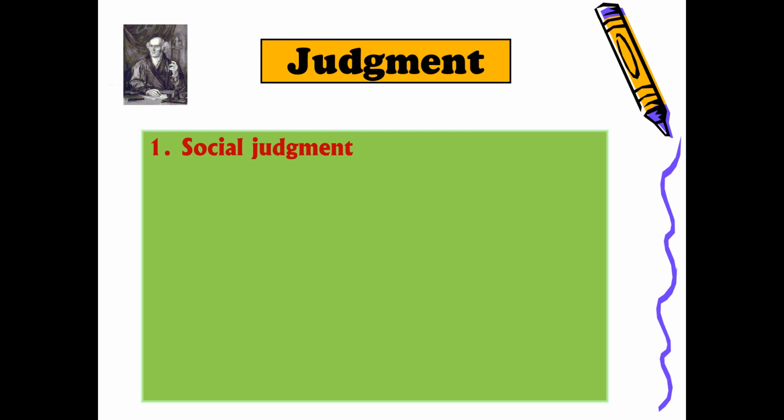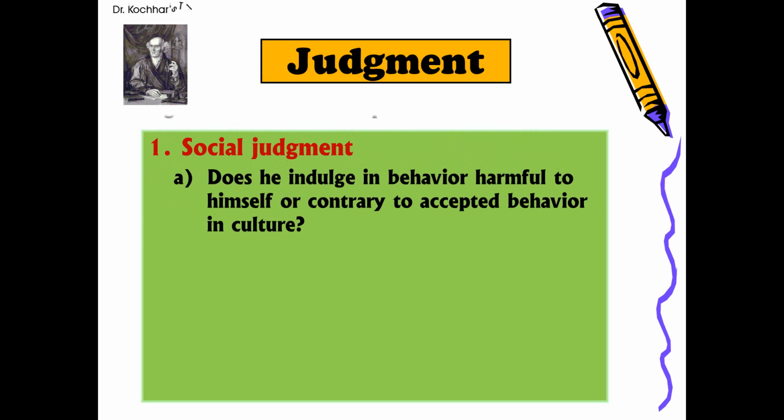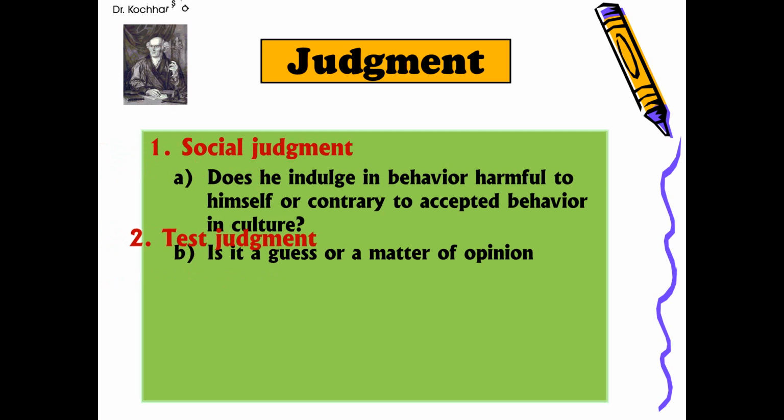Then judgment. Under judgment, we need to note social judgment. Does he indulge in behavior which is harmful to himself or contrary to accepted behavior in the culture? That the patient as well as the person who brings him can tell us. Then, is it a guess or a matter of opinion? What he tells, whether it is simply a guess or really a matter of opinion about his own performance.